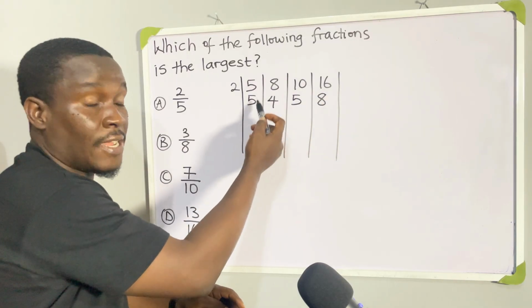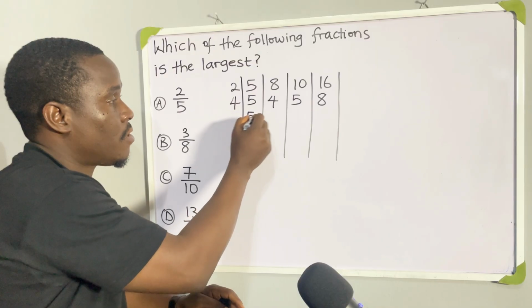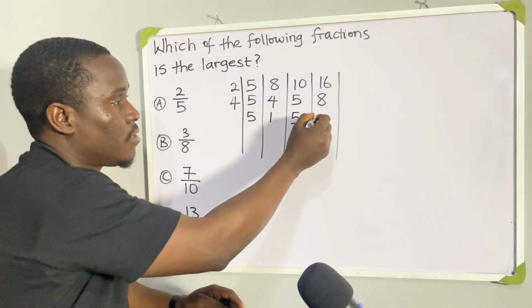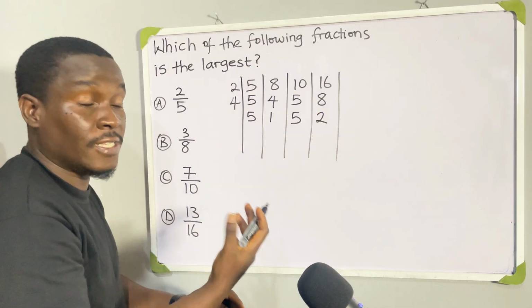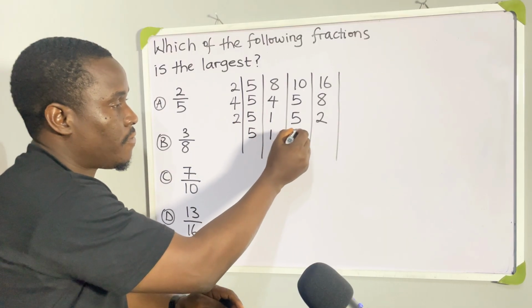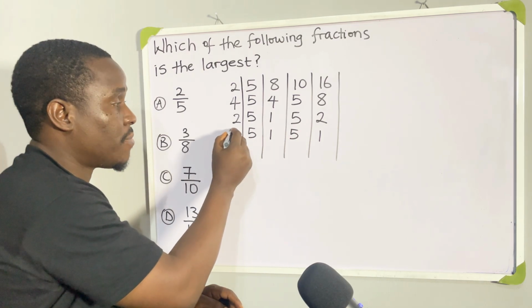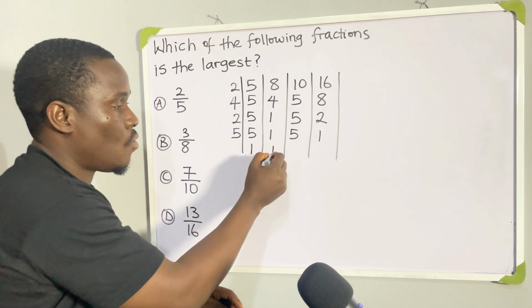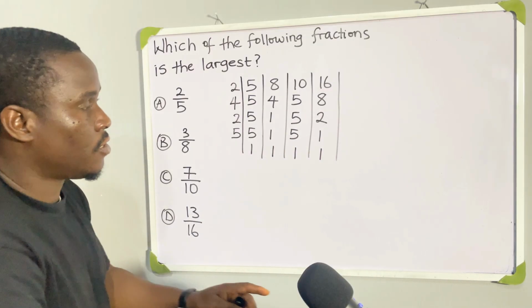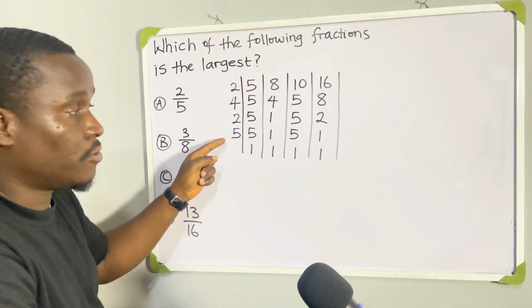We can go ahead and divide by 4 just to make our work faster. Dividing by 4, we have 5, 1, 5, 2. Now we can divide by 2. 5, 1, 5, 1. And finally, we break down these 5s by dividing by 5. 1, 1, 1, 1. So to get the lowest common denominator, we multiply these values.